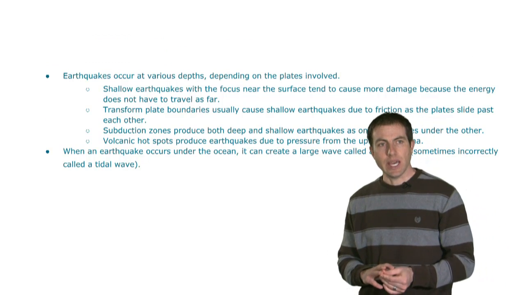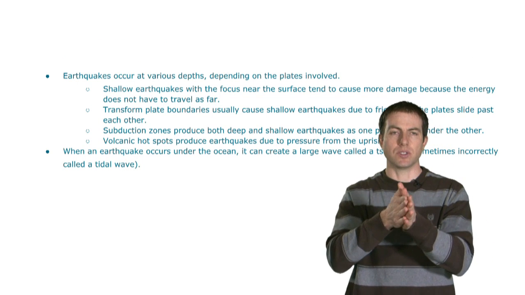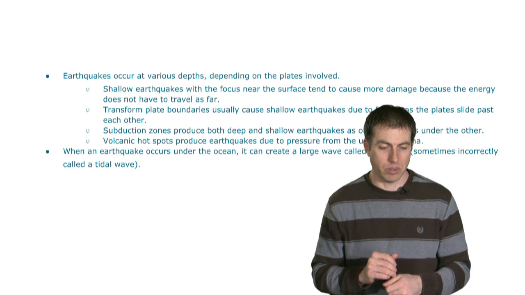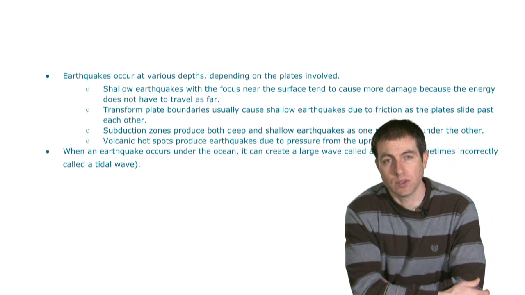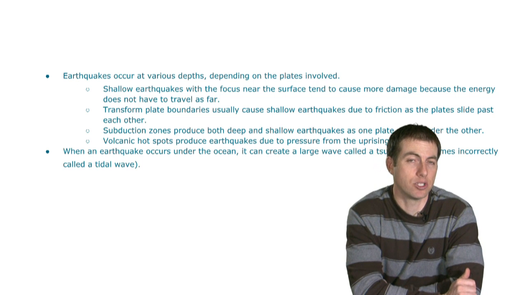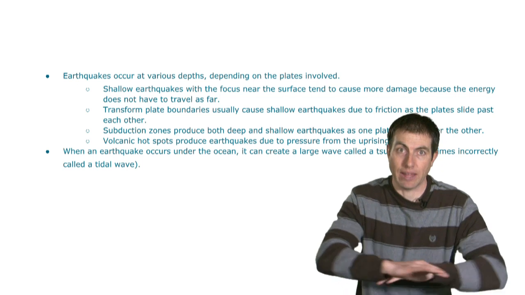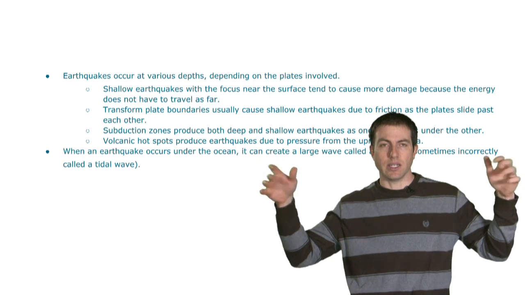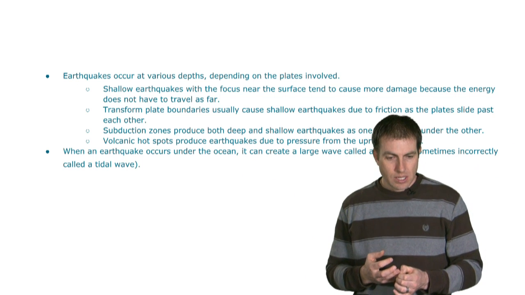Earthquakes can happen at various depths depending on the plates. If you have transform plates, usually earthquakes happen very shallow, very close to the surface. If you have subduction, the actual earthquakes can happen way down, hundreds of kilometers underground. Very shallow earthquakes, the ones that are very close to the surface, tend to cause more damage because the energy gets released at the surface. If you get a very, very deep earthquake, the energy has to travel through rock and gets dissipated as it travels up towards the surface.